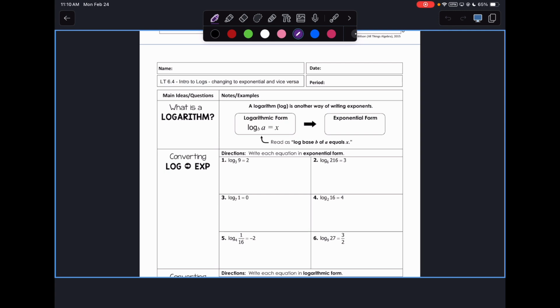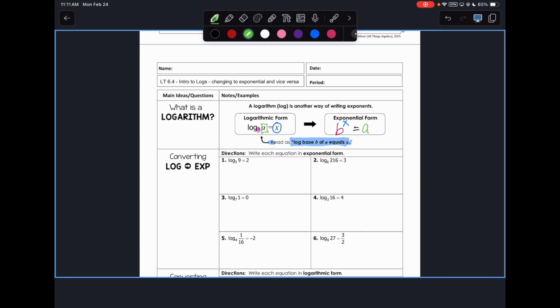So the way that we read logs is written right here. Log base b of a equals x. The a part is your answer in exponential form. Your b is your base in your exponential form, and x is your unknown in exponential form, meaning this. I'm going to try to color code them. b is the base in my exponential form, x is your exponent to that base b, and that equals your a.